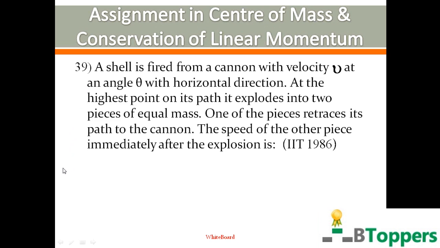So the velocity of the projectile at the highest point of its path, as I discussed earlier in the theory of projectile motion, will be equal to the horizontal component of velocity, which will be equal to u cos theta, where u is the magnitude of the initial velocity of projection. So here the magnitude of the initial velocity of projection is denoted by v. So u is equal to v here.